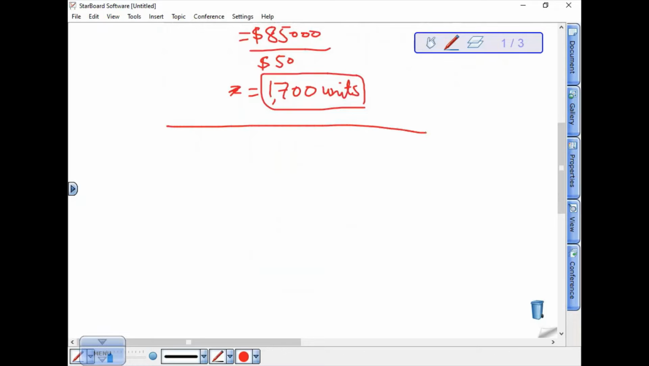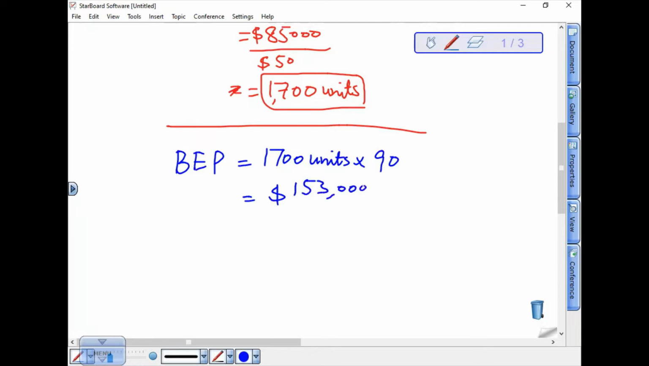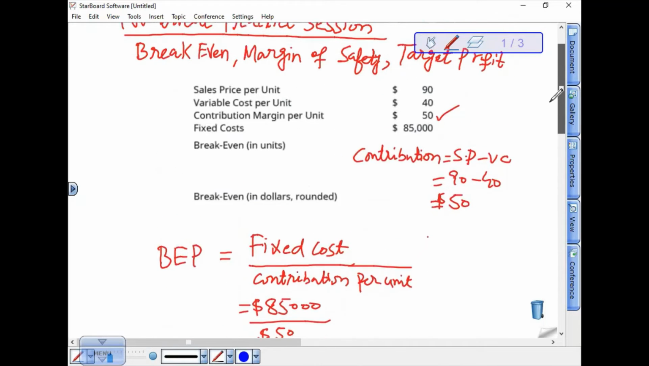If the examiner is asking you to calculate break-even point in dollar value, then you can multiply 1700 units and the per unit selling price, which is $90 as you have been given in the data. So 1700 times $90 gives you $153,000. This is the break-even point in terms of dollar value. So we have calculated break-even point in units as well as in dollar value based on the given data.